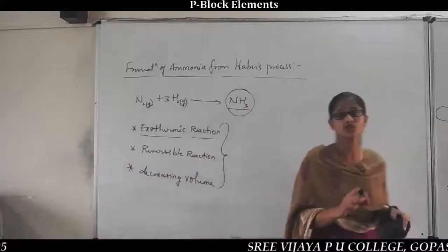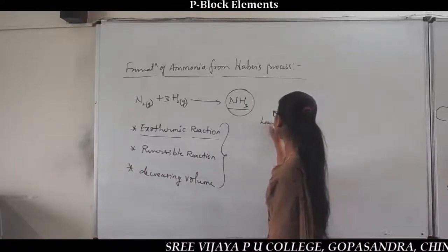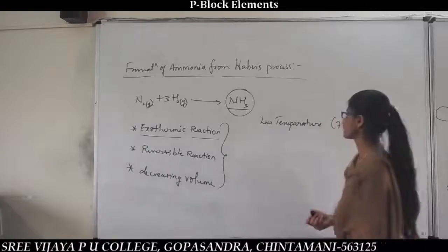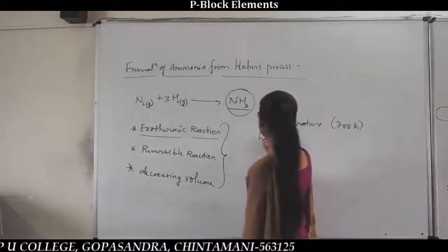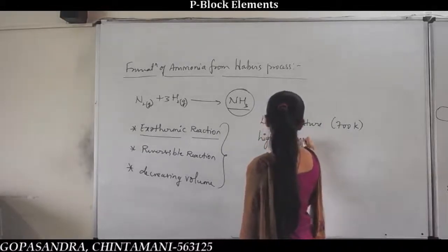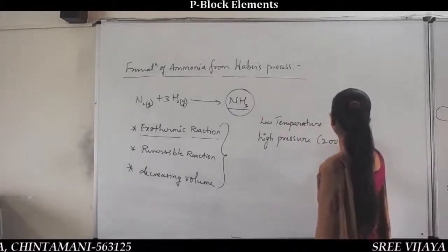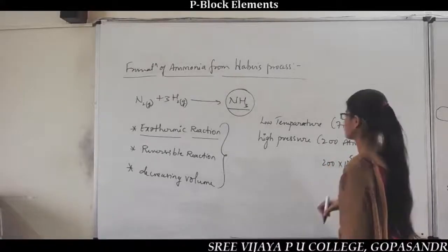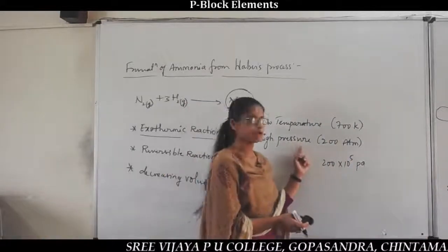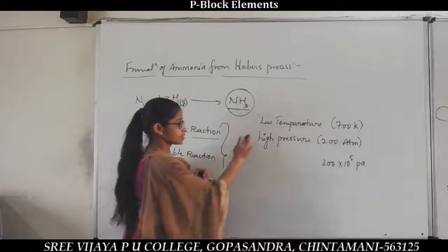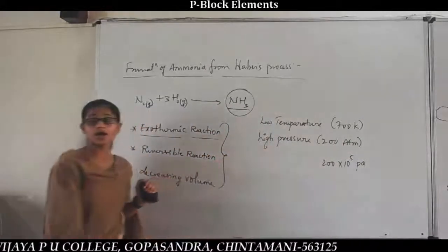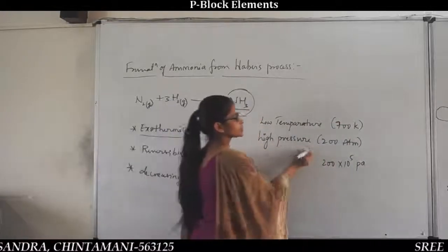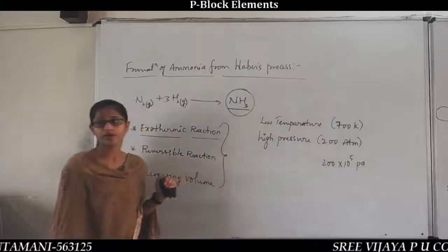What is the favorable condition for the formation of ammonia here? The reaction takes place at a low temperature, equal to 700 Kelvin, and high pressure, equal to 200 atmosphere, or 200 into 10 to the power of 5 Pascal. Both are units of pressure: one is Pascal and the other is atmosphere. So the favorable conditions for the formation of ammonia according to the Le Chatelier principle are low temperature, around 700 Kelvin, and high pressure, 200 atmosphere or 200 into 10 to the power of 5 Pascal.